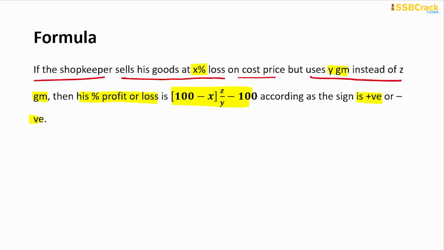So this is the formula as it is, which can be used when there is a profit for that person, because initially when he sold his goods it was a loss percent for him, but while weighing, he was using Y grams instead of Z grams. So his profit we calculate by the formula profit percent, that is 100 minus X multiplied by Z by Y, minus 100. Let's check an example now.